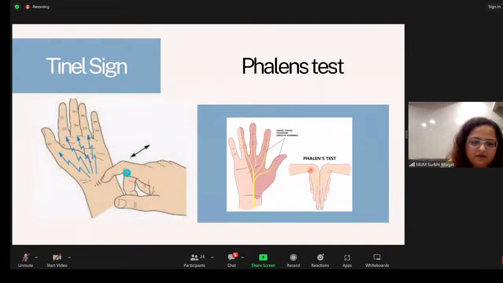Clinical signs are the Tinel sign. We know how to tap the nerve and you get paresthesia. For the Phalen sign, you ask the patient to hold the wrist at 90-degree flexion and hold it for 30 to 60 seconds, which induces paresthesia in the median nerve area.